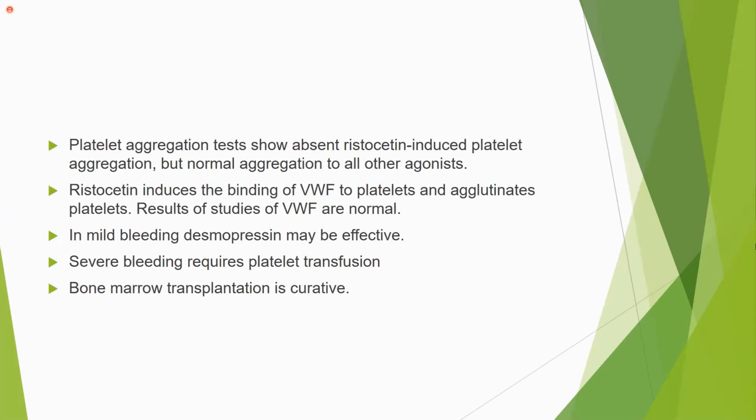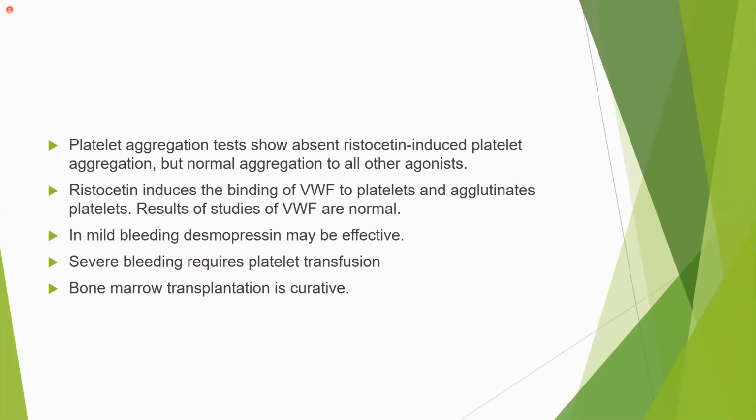So, in the case of Bernard-Soulier disease, the platelets show aggregation to all other agonists, but the aggregation is absent with ristocetin. Ristocetin induces the binding of von Willebrand factor to the platelets and agglutinates the platelets. Those are results of the von Willebrand factor. These are normal. In mild bleeding, desmopressin may be effective. Severe bleeding requires platelet transfusion.